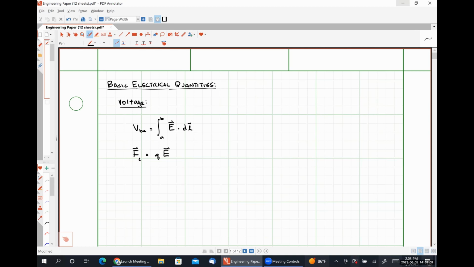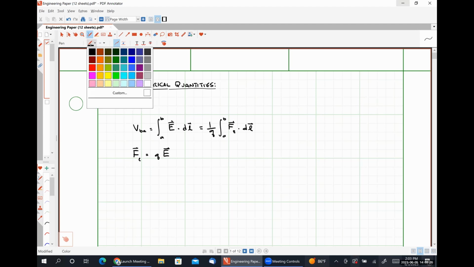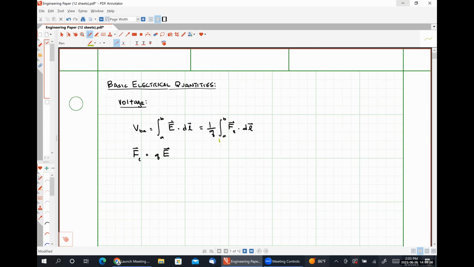So if we substitute this relationship for force into our voltage equation, what we're going to have is 1 over Q times the integral from A to B of our electrostatic force, F sub E, dotted into our differential line element. So what does this part of our equation for voltage represent? Does anybody have any ideas?